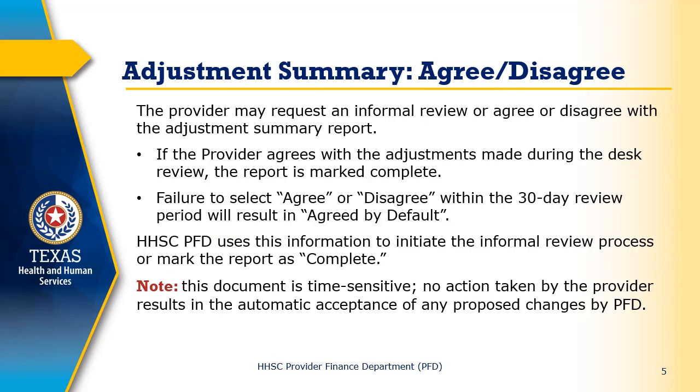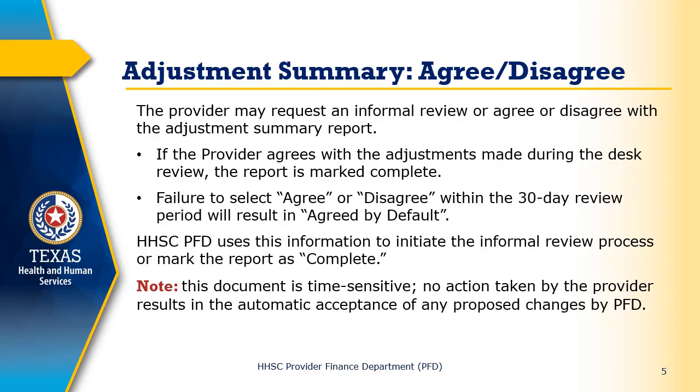Section 17 allows the provider to either agree or disagree with the adjustment report. Only individuals legally responsible for the contracted provider, such as a sole proprietor or corporate officer, can complete this section and must be designated in STEPS as entity contact or financial contact. Preparer contacts cannot complete Section 17 unless also listed in one of these roles. Failing to select agree or disagree within 30 days will default to agreed.